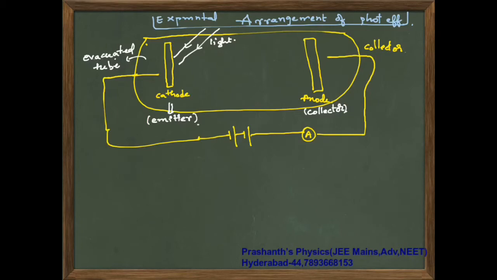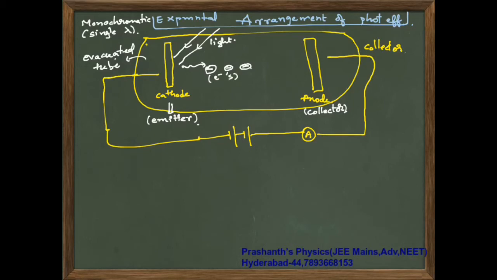This is your required metal, and you are subjecting light to it. Because of photoelectric effect, electrons will start emitting. This is your cathode ray tube, and you will be sending out monochromatic light. Monochromatic means light of a single wavelength. So when monochromatic light is sent like this into the cathode ray tube, because of photoelectric effect, electrons are going to be emitted like this.